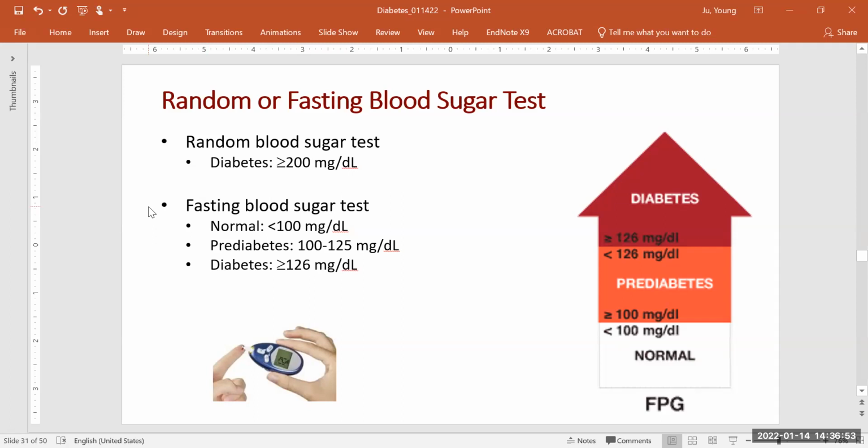For the fasting blood glucose level test, the blood sample will be taken after an overnight fast. A fasting blood glucose level less than 100 milligrams per deciliter is normal. Between 100 and 125 milligrams per deciliter is considered prediabetes. If it's 126 milligrams per deciliter or higher, that's considered diabetes.